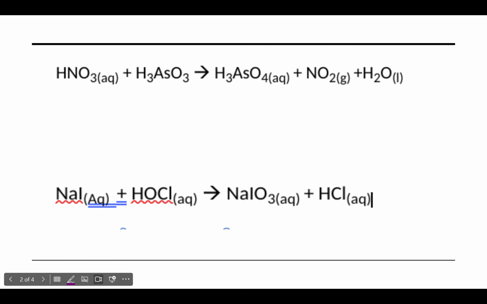If you're balancing by inspection, the way you would have learned prior to this, it might not always work out. It could work out every now and then, but not every single time, because balancing by inspection does not take into account electrons. So let's start by adding in our fixed numbers.